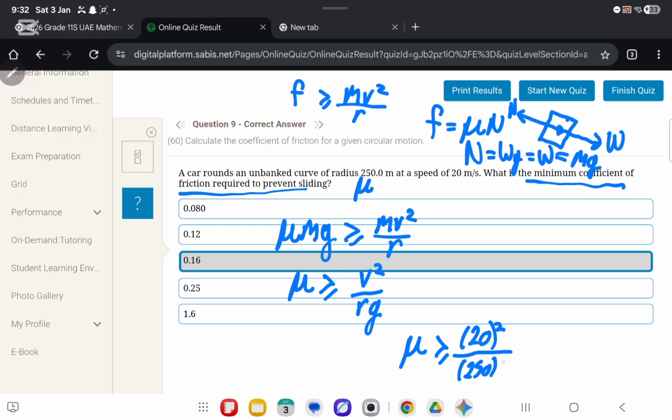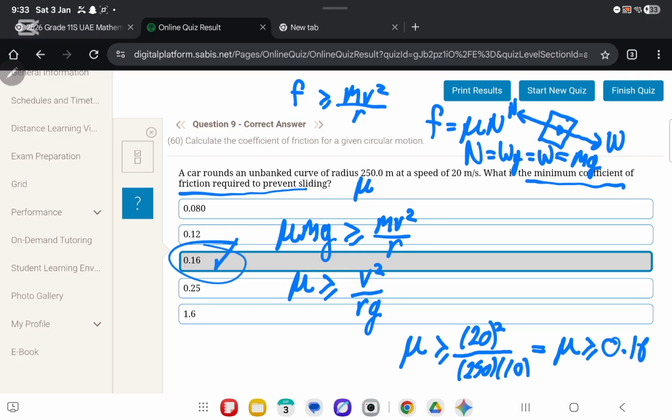G is, let's take it as 10. They didn't tell you to take it as 10, but it doesn't really matter. So this is the same thing as mu greater than or equal to 20 squared is 400, 250 times 10 is 2500, 0.16. Which is actually our answer here.